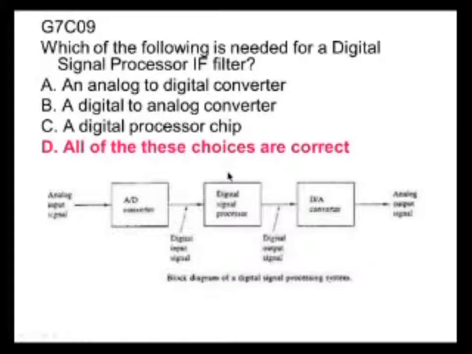So what do you have? Which of the following is needed to make a signal processor IF filter? You need an analog to digital converter, a digital to analog converter, and a digital processor chip. So A to D, processor, D to A.